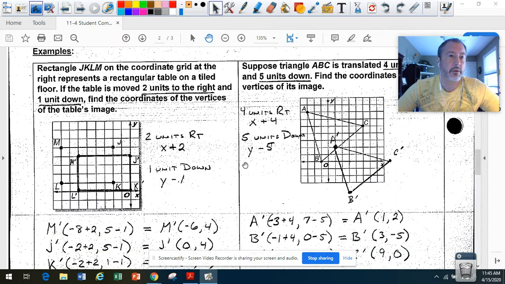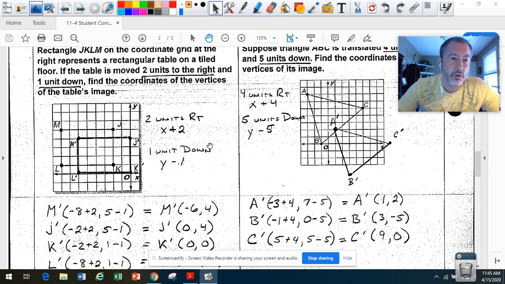It says rectangle JKLM on the coordinate grid at the right represents a rectangular table on a tile floor. If the table was moved 2 units to the right, so that means we're going to the right 2. If we're going 2 units to the right, that's a +2. And 1 unit down. Since we're going down, that's going to be a -1. It says find the coordinates of the vertices of the table's image. Okay, so let's look and see what we have here.